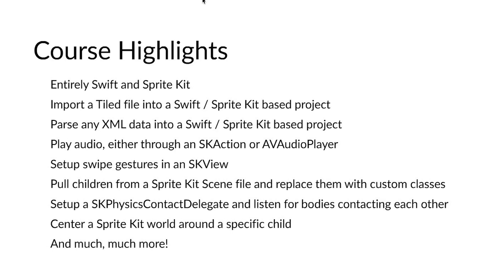And that's an important note because, as it is right now in the SpriteKit Scene Editor, you can't use your own classes, things like hero and enemy. So you essentially just lay out dummy objects and then take a look at those and replace them with your own custom classes. We'll also set up an SKPhysicsContactDelegate and listen for bodies contacting each other, colliding against each other, and we'll center the entire SpriteKit world around a specific node, which is going to be our hero.